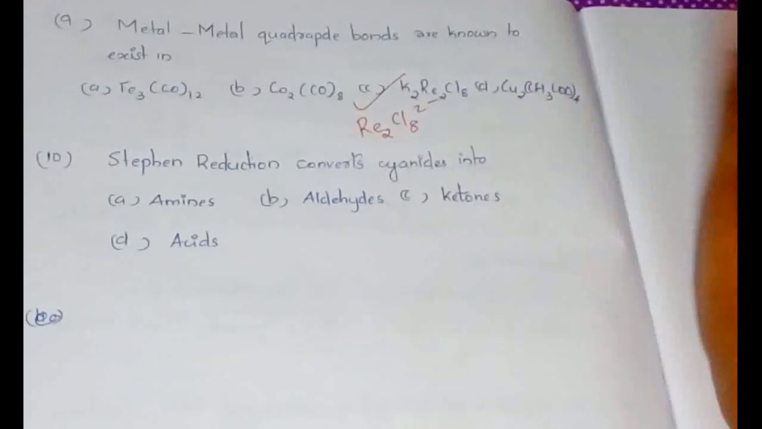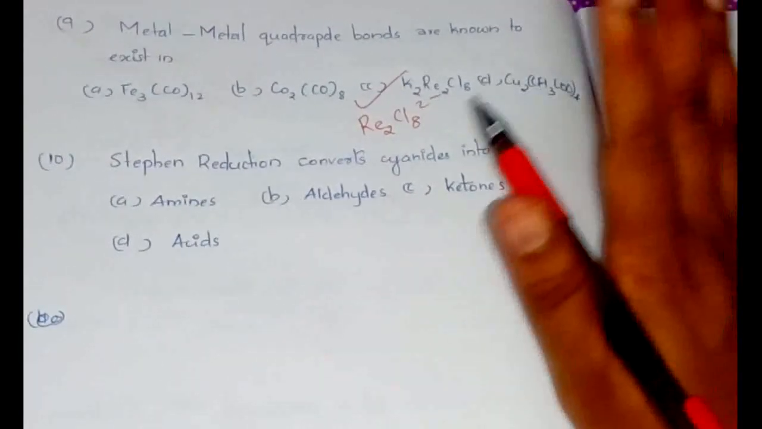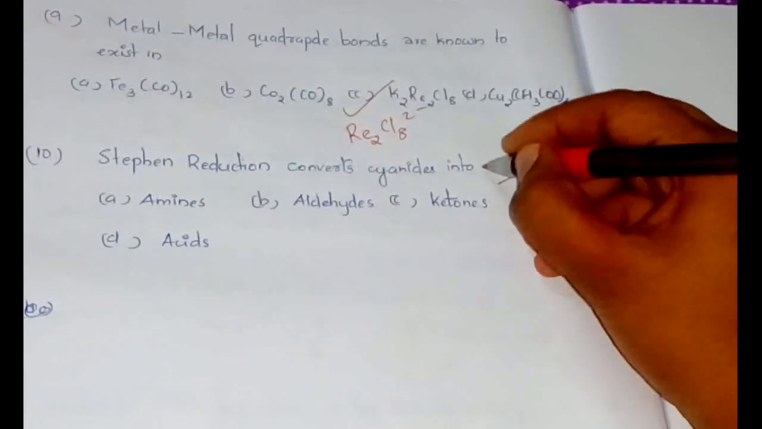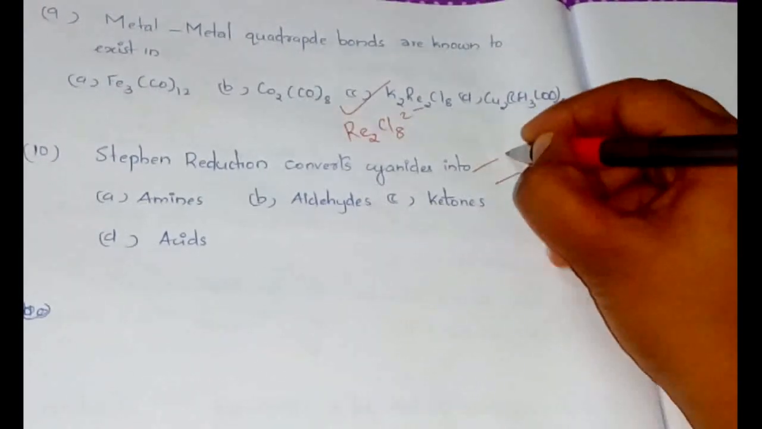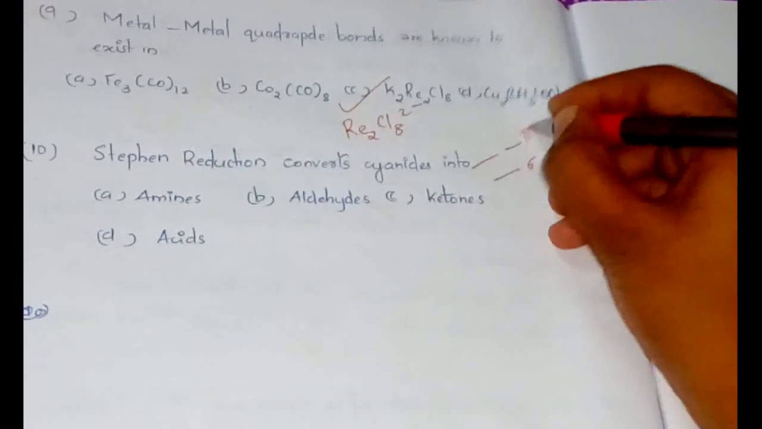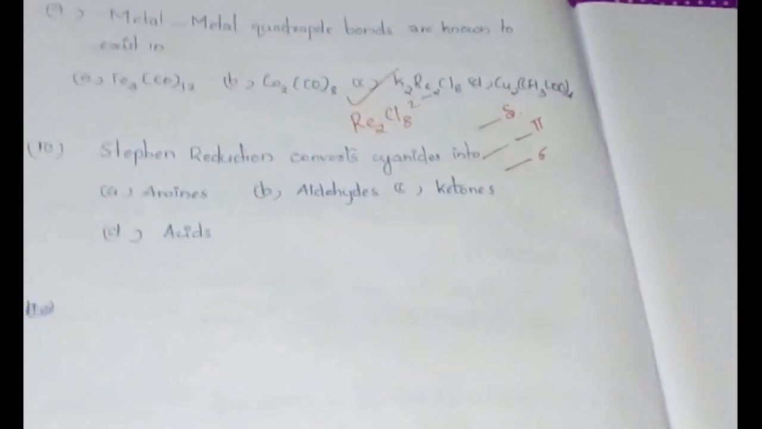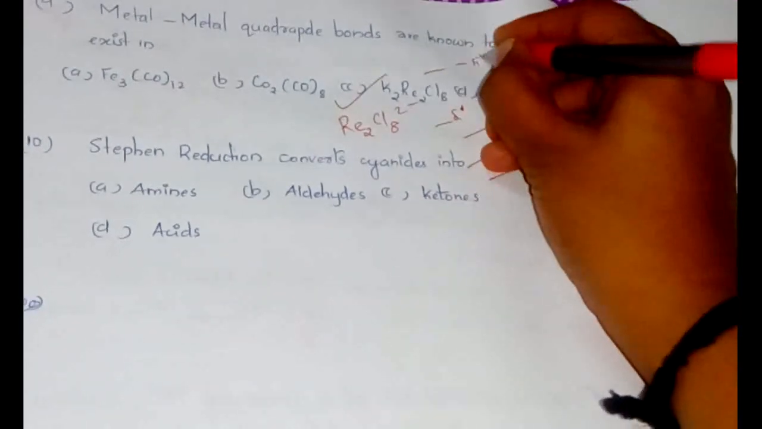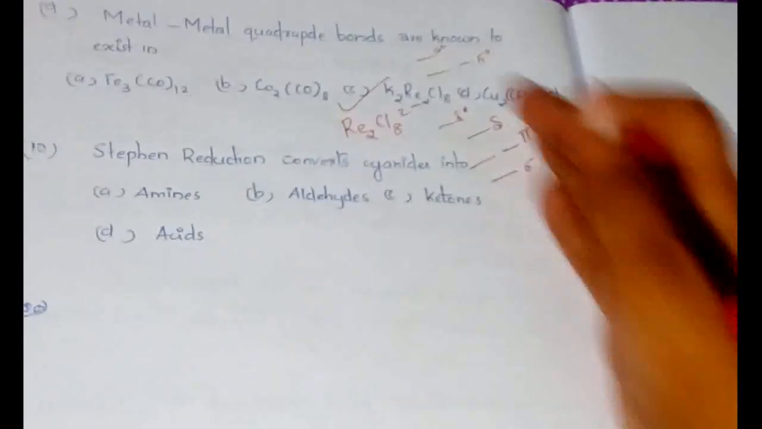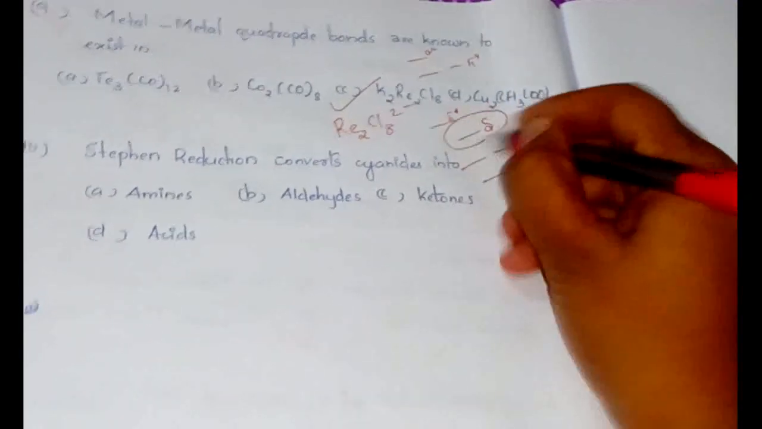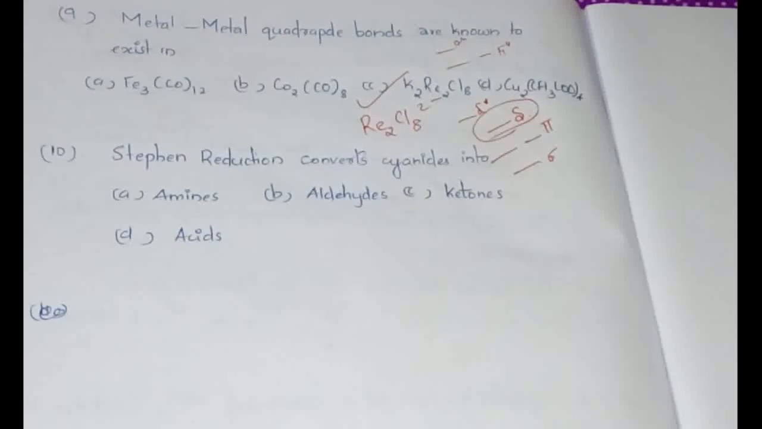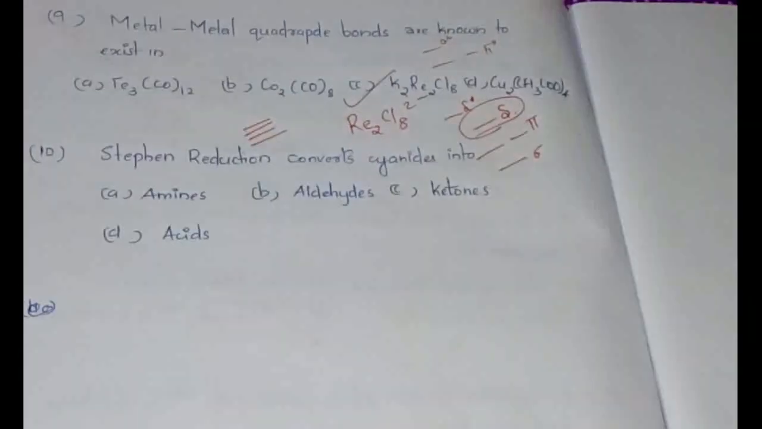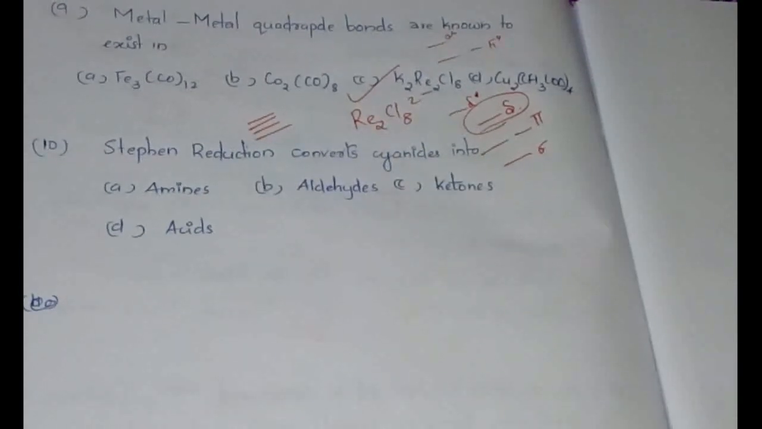How the electronic arrangement or the molecular orbital arrangement looks is very important here. In the molecular orbitals, there will be sigma, there will be 2 pi, and there will be a delta orbital. Then we'll be having delta star, pi star and sigma star. This is the form of arrangement, and because of the delta orbital, this quadruple bond is said to exist. The quadruple bond means 4 bonds between the metals. So that is the answer.